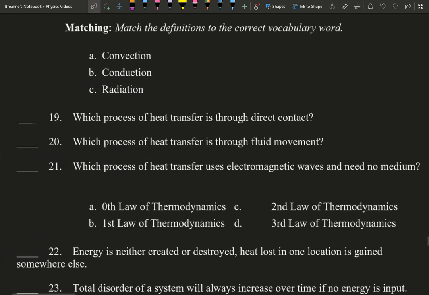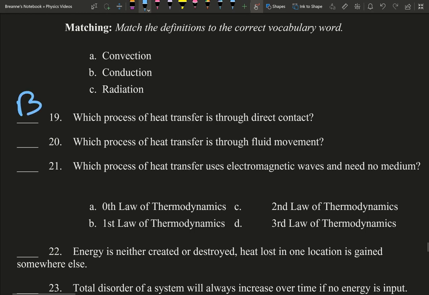So this is just what's convection, what's conduction, what's radiation. So which process is heat transfer through direct contact? Contact would be conduction. Passes through fluid movement, so that's particle movement, that is convection. And then what process of heat transfer uses electromagnetic waves? No medium, that is radiation.